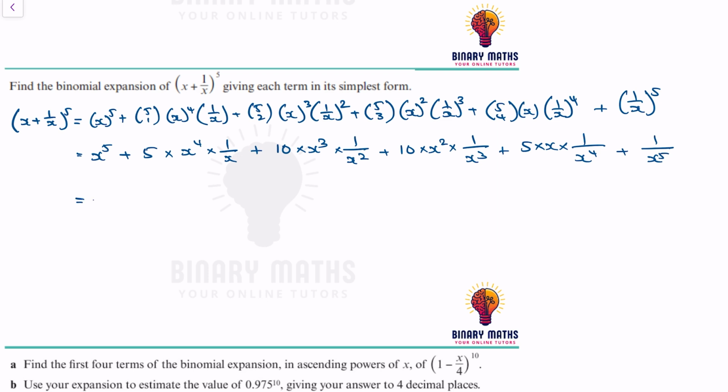If I simplify this, I get x to the power of 5 as my first term. I get 5, x to the power of 4 divided by x is just 5x cubed. 10 x cubed divided by x squared is just 10x. Next term is 10 x squared divided by x cubed, which is just 10 over x, because there's an x left in the denominator. Next term is 5 x divided by x to the power of 4, which is 5 over x cubed, with x cubed in the denominator, and plus 1 over x to the power of 5. And you can look at the pattern, you can see that the power of x is decreasing by 2.